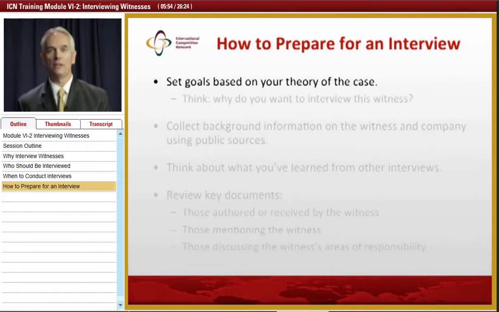So let's talk about how to prepare for an interview. One of the first things you want to do when preparing for an interview is you want to set some goals based on your theory of the case. Let's see how the Australians prepare for an interview.